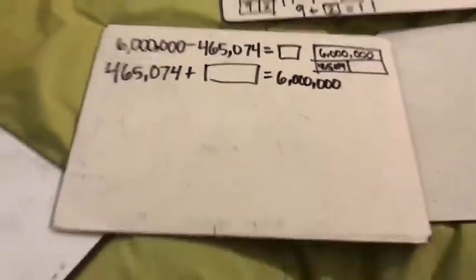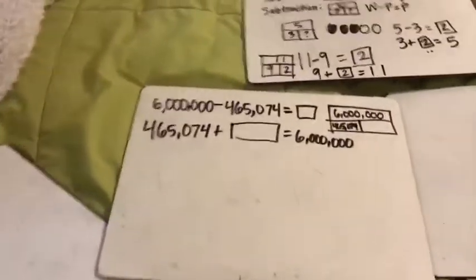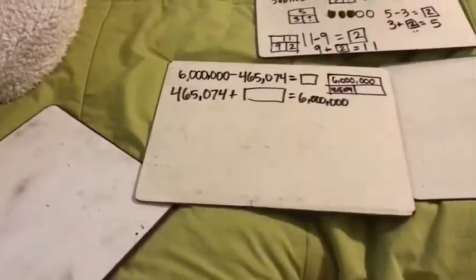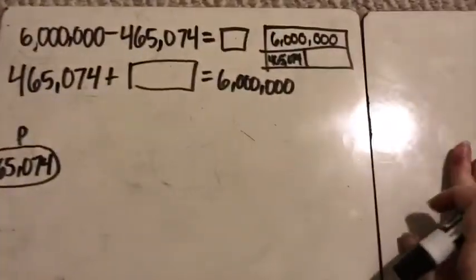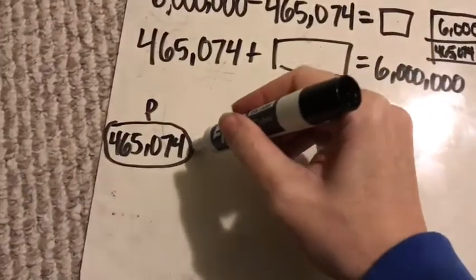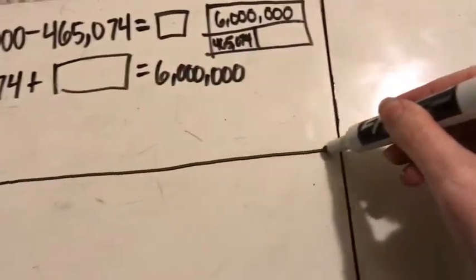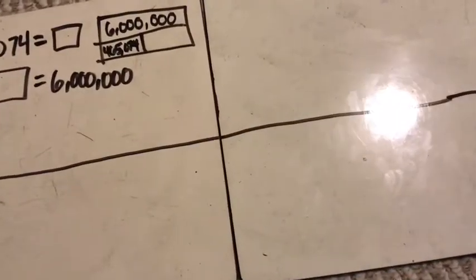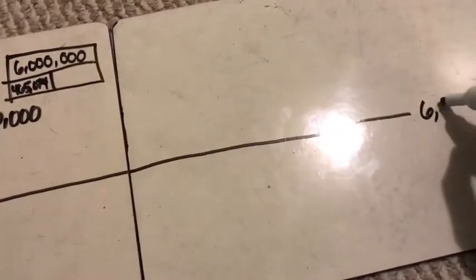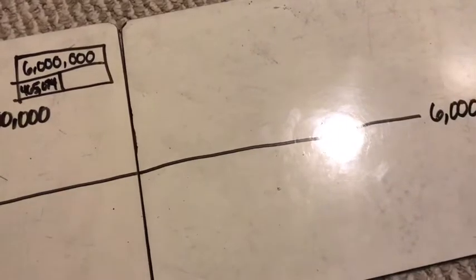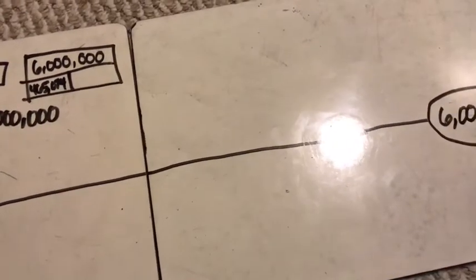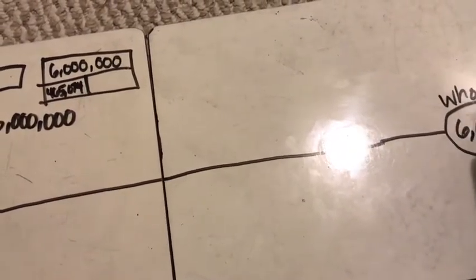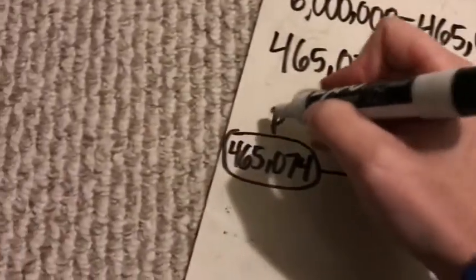Now, the way that I can think about this and keep track and organize my thinking would be using an open number line. All right, so I'm going to start with the part that I know, and I'm going to draw a line all the way up to my whole, which is 6 million. That's my whole. This was my part that I know.